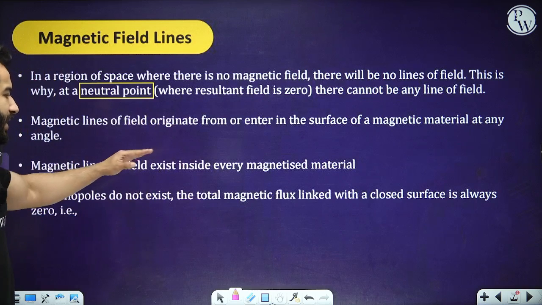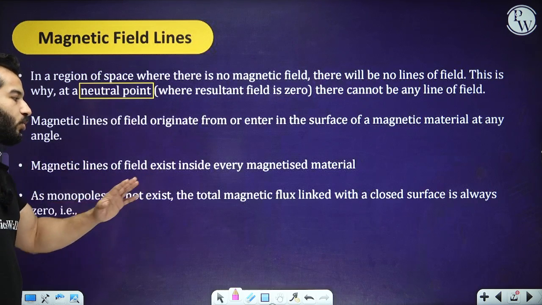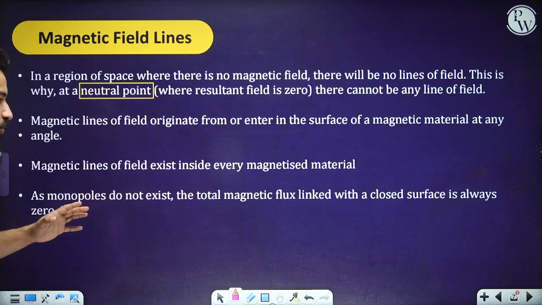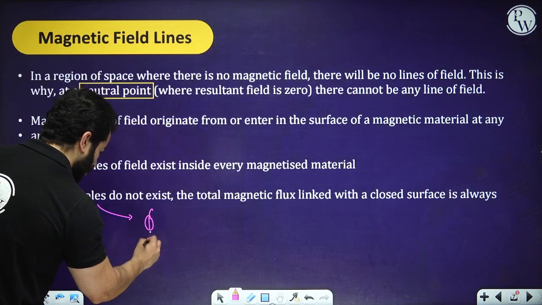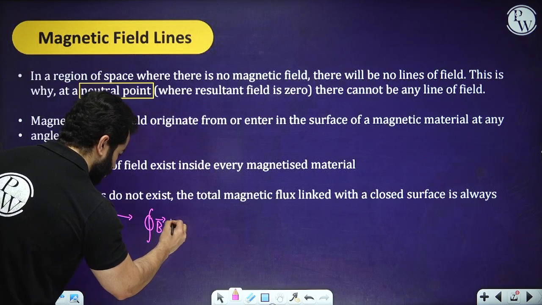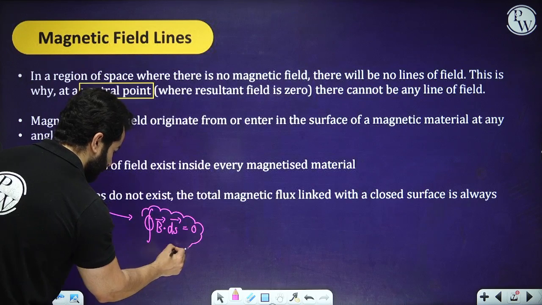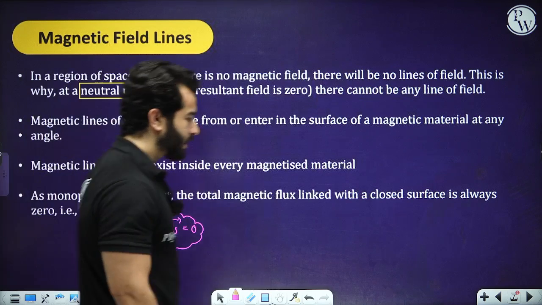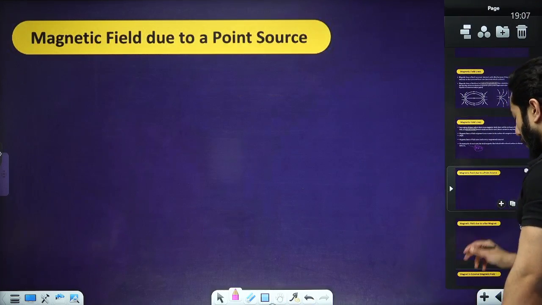Magnetic lines of field exist everywhere, even inside a magnetized material. As monopoles do not exist, the total magnetic flux linked with a closed surface is always 0. So this is nothing but Gauss law for magnetism. B dot dS for a closed surface will be 0. All right. So after this, now let's come back to some other points.